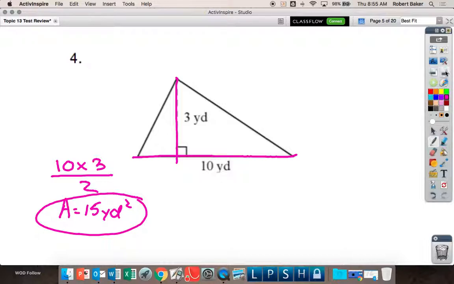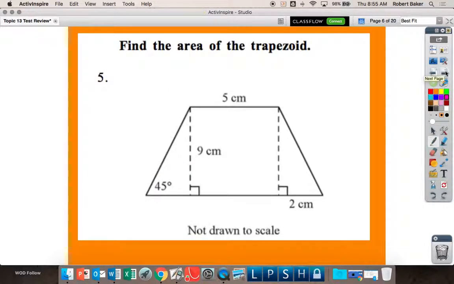So now we get into Thursday, which is trapezoids and kites and rhombuses. I put a little orange background on this one because I think it's one of the more difficult questions on the review. So we have to know the formula for the area of a trapezoid. That is 1/2 base 1 plus base 2 times the height. So we have to know both bases.